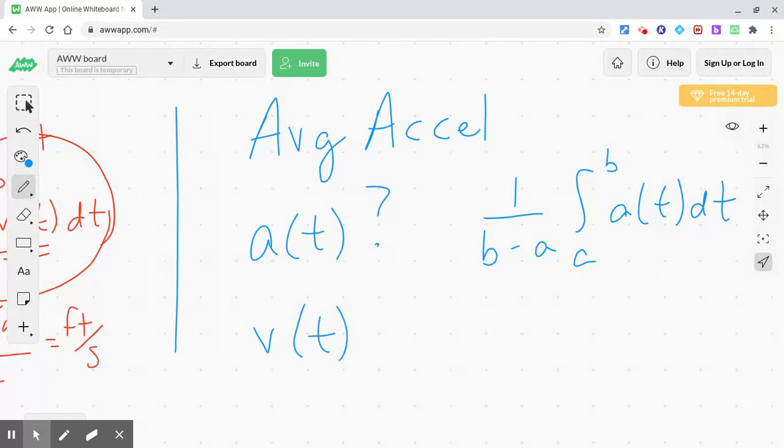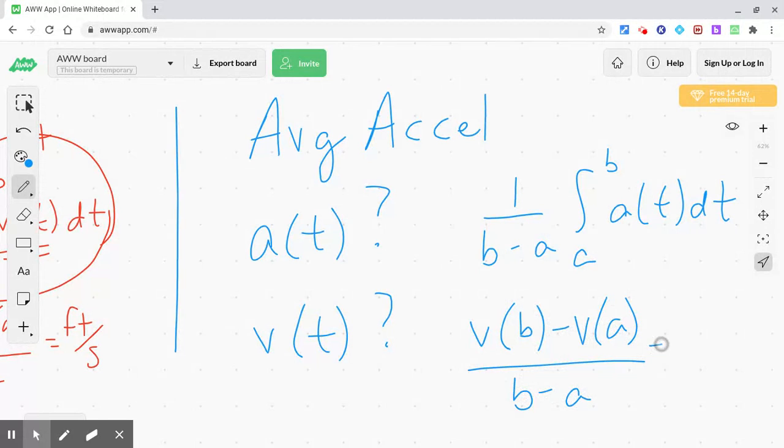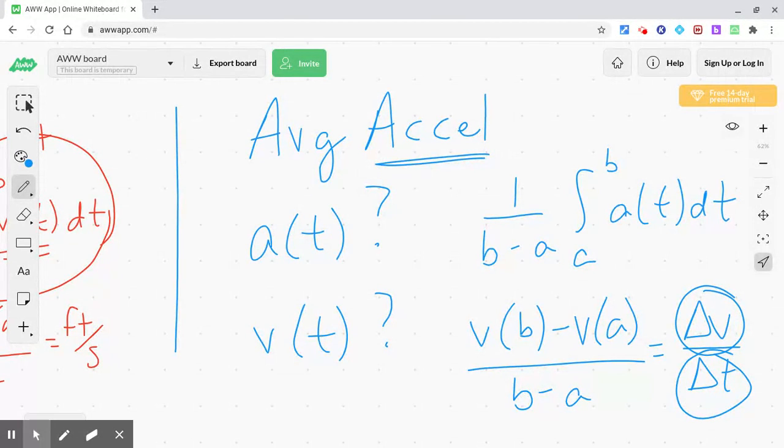Are you given v of t? If so, v of b minus v of a over b minus a. Change in velocity over change in time. Think about there again, units work out. This would be feet per second again. That gives back to an average acceleration.